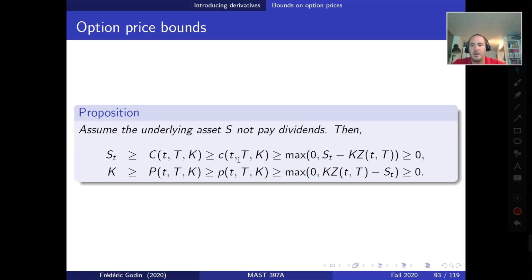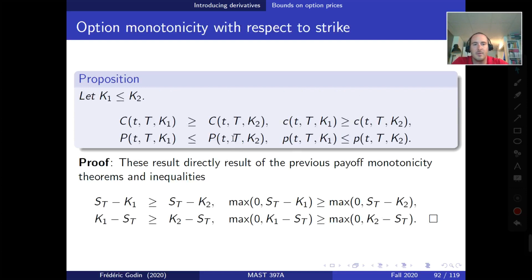This result tells you the relationship between option prices when the strike varies. Typically, option prices are monotonous with respect to the strike. So for a call price, the lower the strike, the higher the value of the option. And for a put option, it's the opposite. You have higher put option values when strikes are higher.